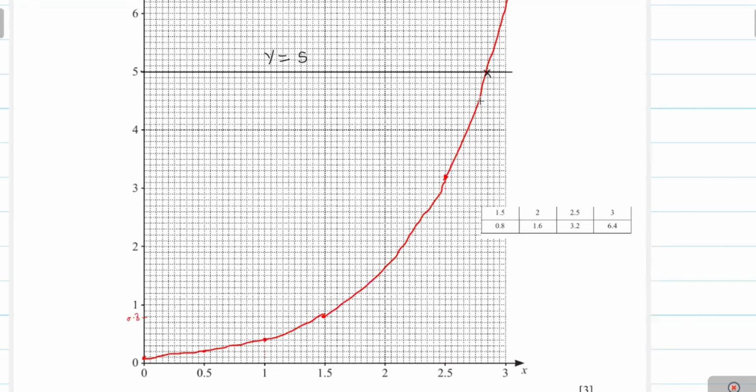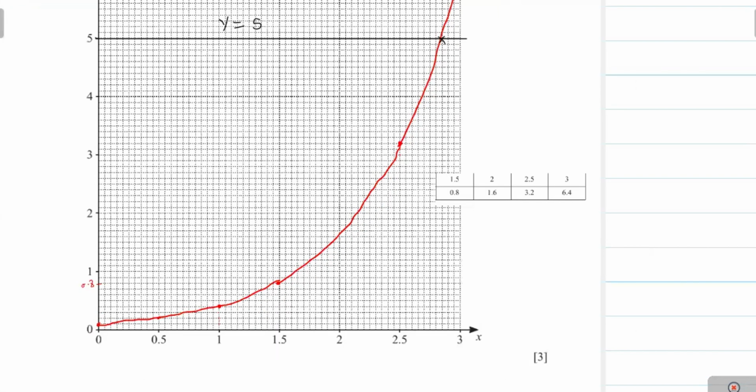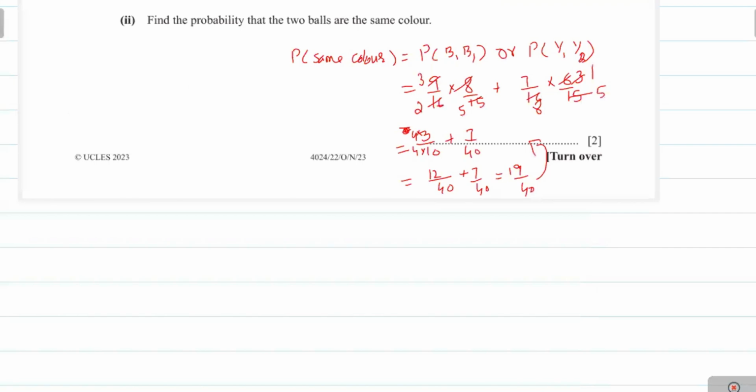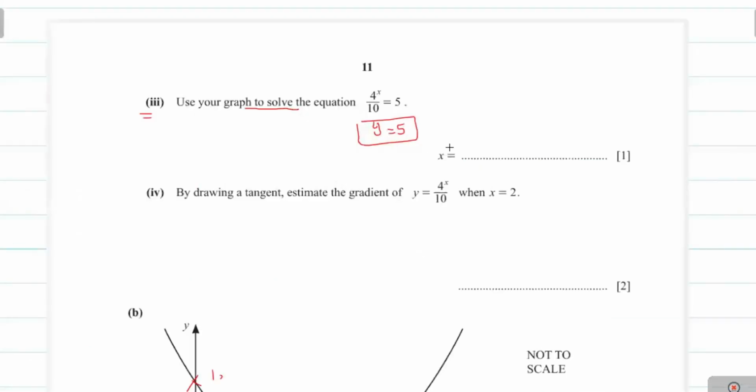You see here, this is the position at which both lines intersect, and this will be the solution of this equation. Now we see the value of x here. You see here the value of x will be equal to 2.7. Now the answer here will be x equal to 2.7.